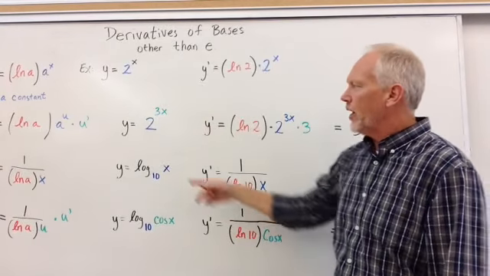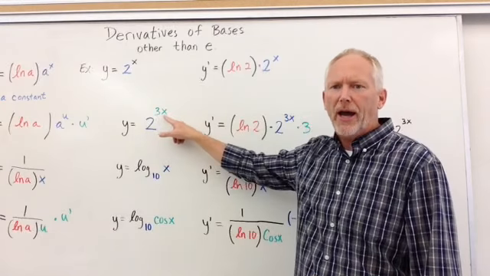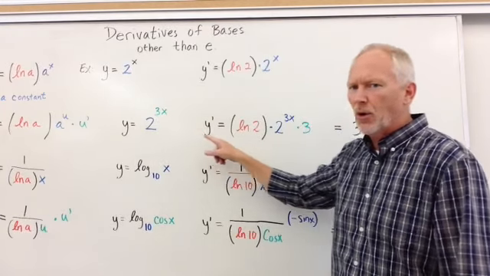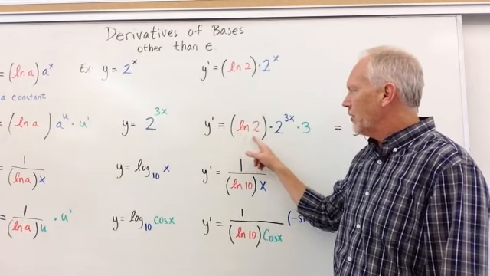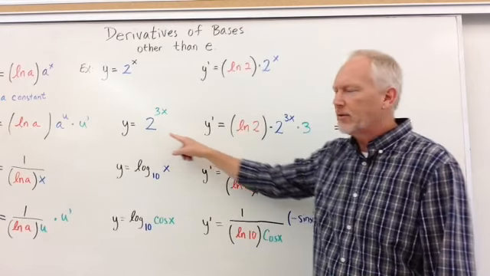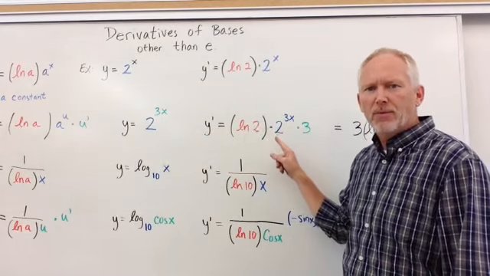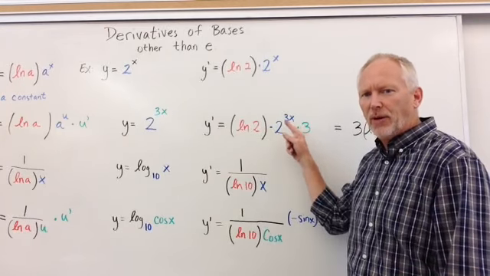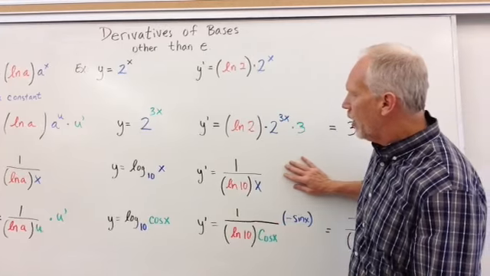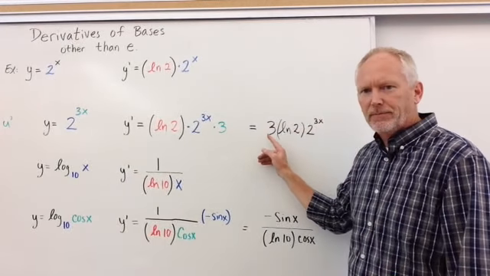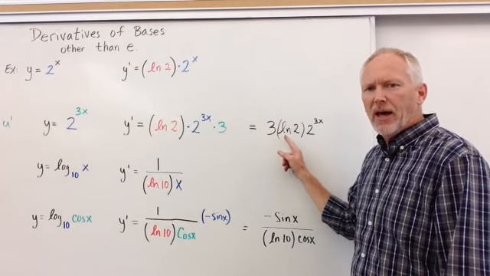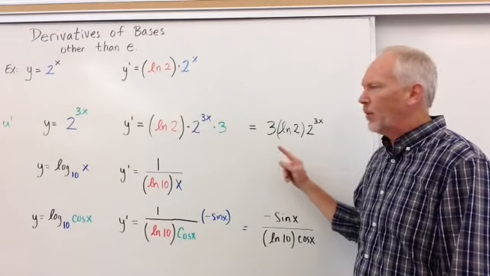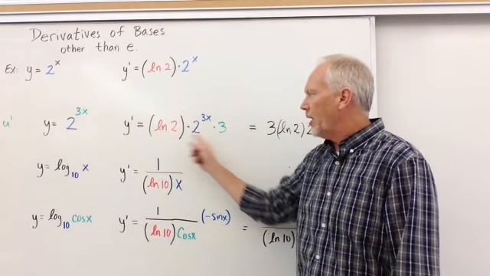All right, what if we have y equal 2 to the 3x? Well, here's our u value, right? Here's a u situation. So we're going to get y prime is equal to ln 2, right? There's the base, ln 2, times e to the u, which was 2 to the 3x, and then the derivative of 3x is 3. So we can always rewrite that as 3 ln 2 times 2 to the 3x. So we bring that 3 out front.